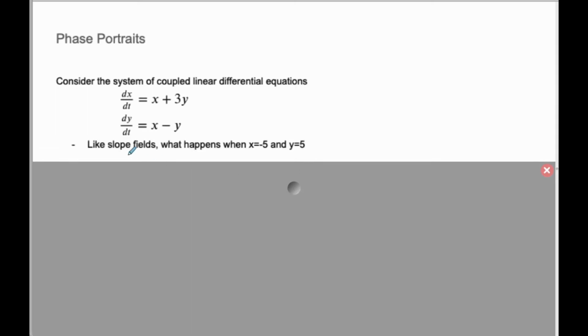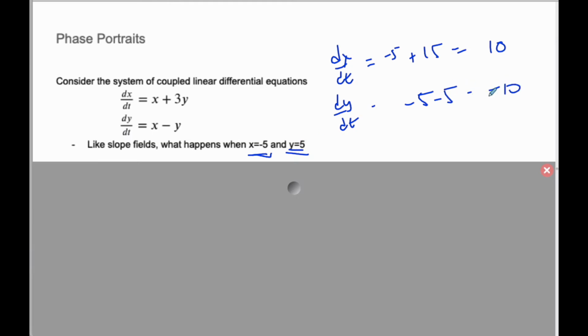But like slope fields, what happens when x equals -5 and y equals 5? As we consider different coordinate points, we're going to get different rates of change for x and different rates of change for y. So let's actually plug it in and see what we get. dx/dt, if we plug in -5, is equal to -5 plus 3 times 5, which is 15. That is going to equal +10. And dy/dt, similarly, will be -5 minus 5, which gives me -10.